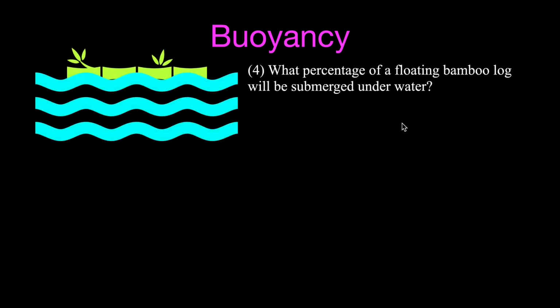And now we can go into example number 4, which is a floating object. So this object is not submerged in water. It's floating, and it's a piece of bamboo. We want to know what percentage of it is actually submerged in water. Okay, now the density of bamboo is 620. The density of water is 1,000.